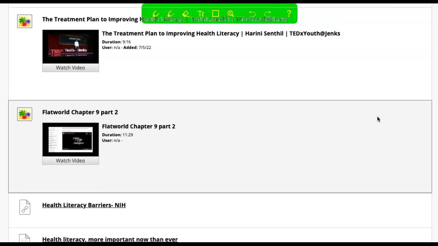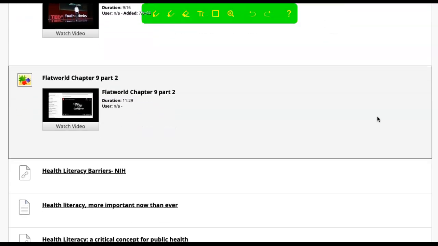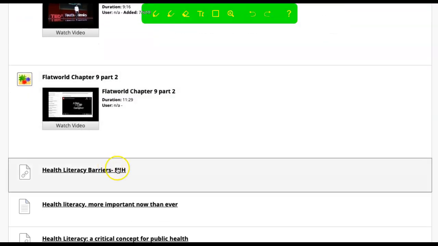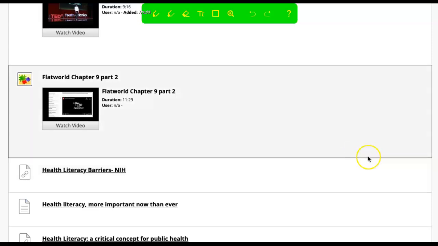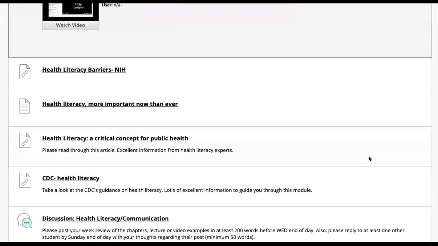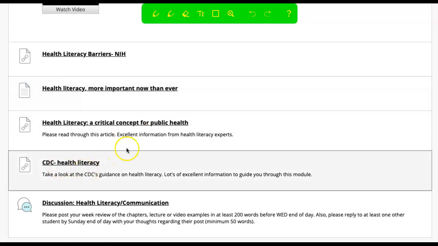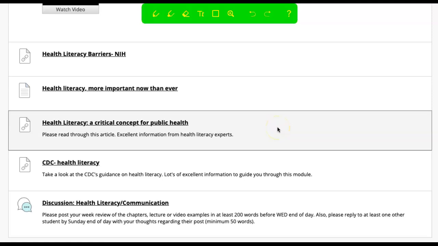All right, so make sure you read Chapter 9 again. And if you've read it, just review it again because there's some great information that we want to go over there. Health literacy barriers from the NIH is a good reference point, and I uploaded that link here just for your awareness. Some more information, of course, from the CDC, and then some public health information as well.